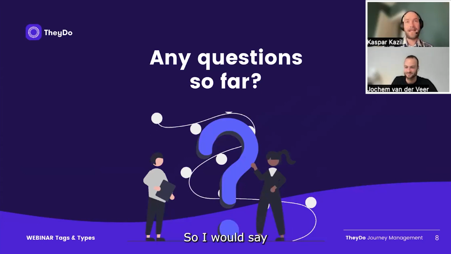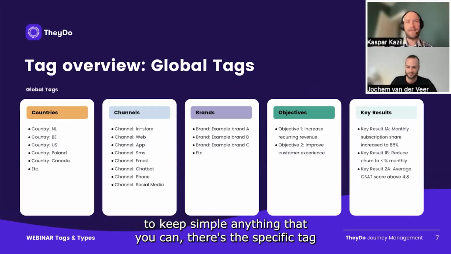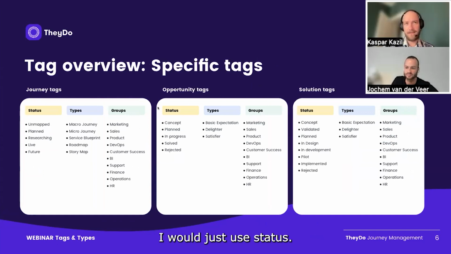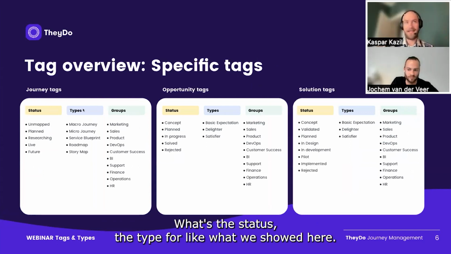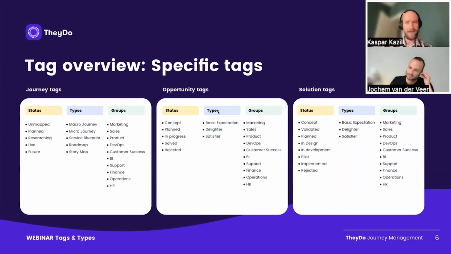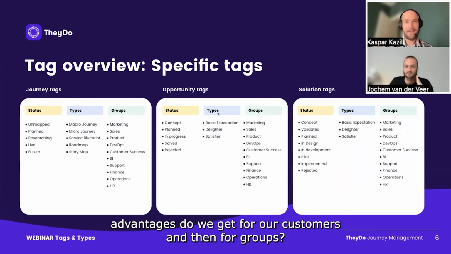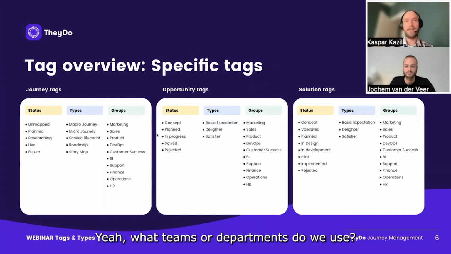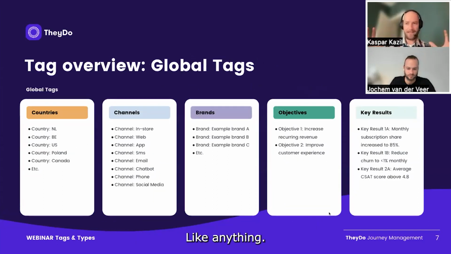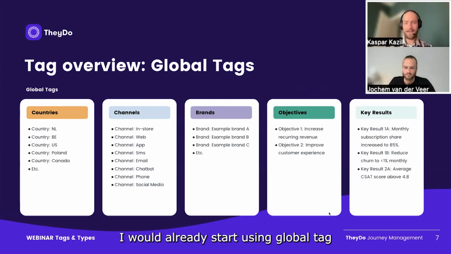Yeah, so I would say, to keep it simple, use the specific tags. I would really just use status: what's the status? Type, like what we showed here: what type of journey is it? And here, what kind of advantage do we get for our customers? And then for groups, what teams or departments do we use? Those things can really be specific. For anything else, anything that's not those three things, I would already start using global tags.